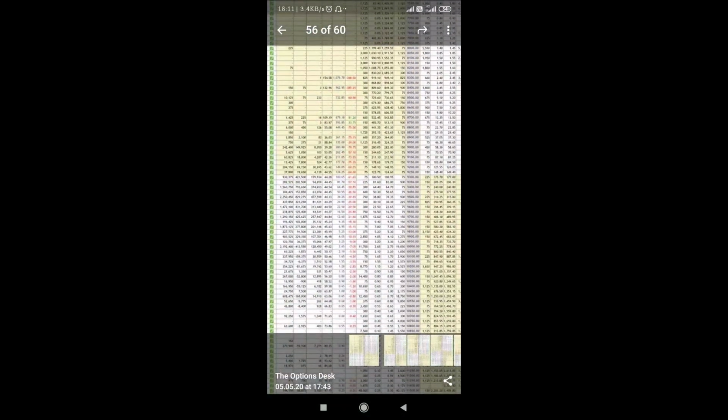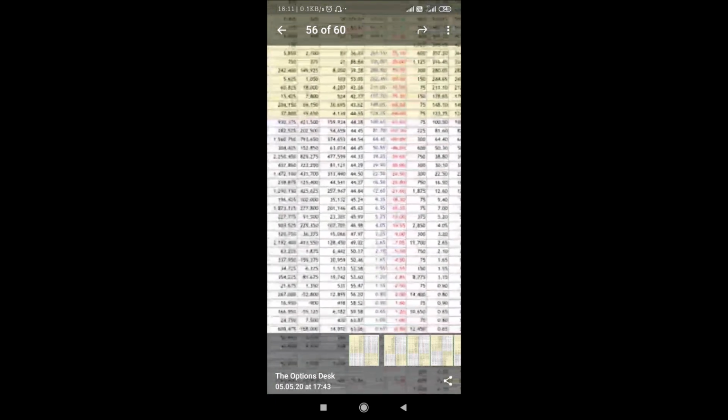So as you can see, there is a strike of 10,000. This is a very fast covering, and at 10,000 the change in OI is minus 4,13,550. So as you can see, there is very fast covering in the change in OI at the strike price of 10,000. It means the people were covering their positions at 10,000.